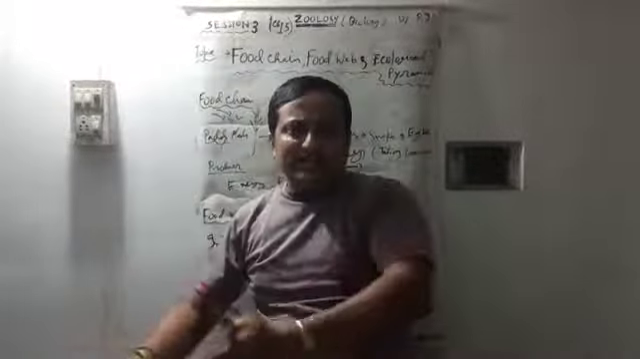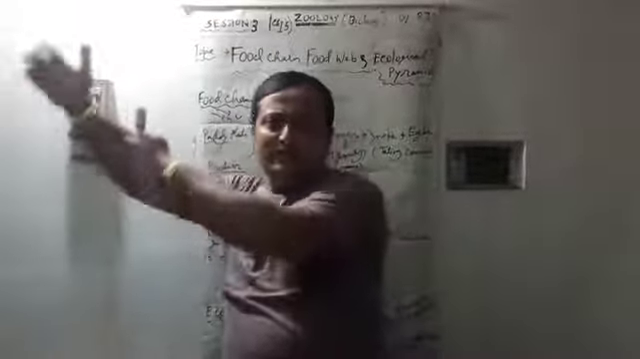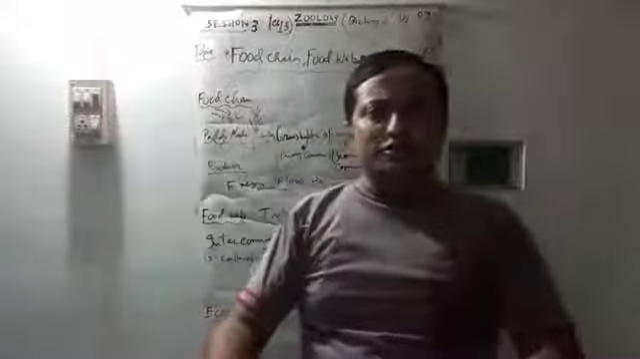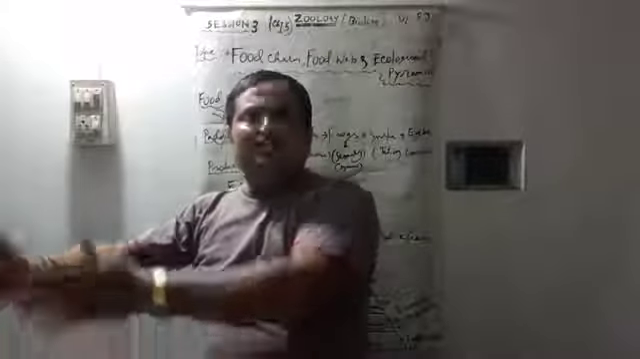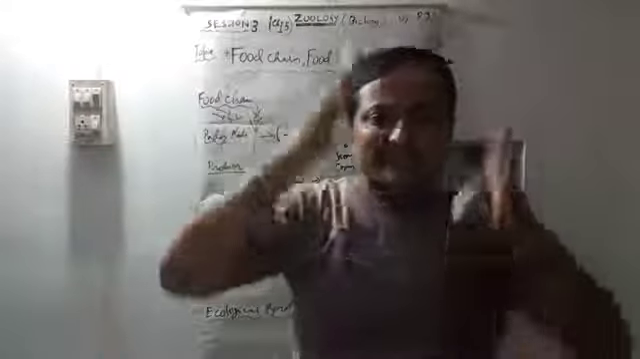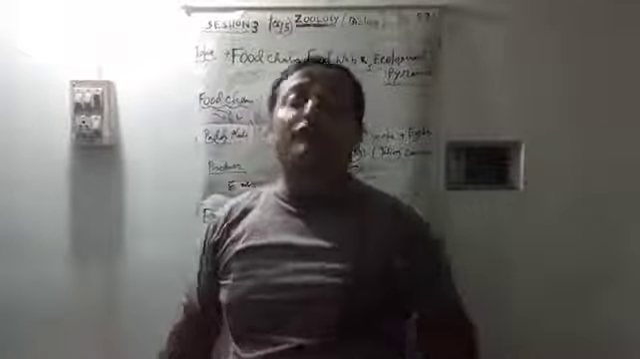Then consumer, second trophic level. Consumers are also of different types. Primary consumer, trophic level. Secondary consumer, next trophic level. Tertiary consumer, next trophic level. The 1, 2, 3, 4. The energy is present in each of these levels. Each level of the food chain is called a trophic level.